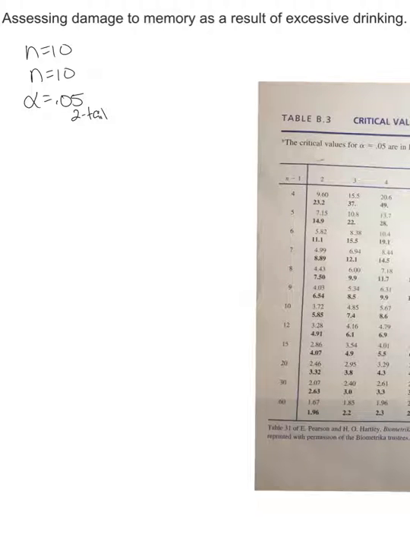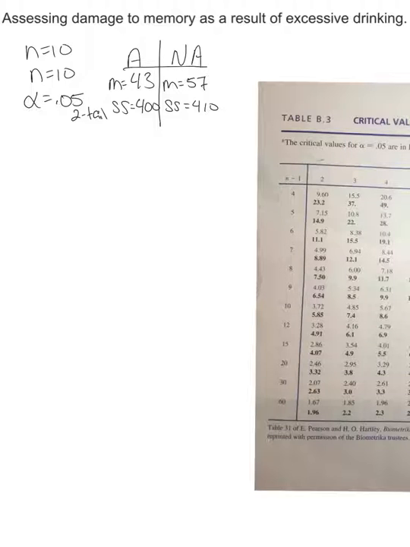Now, one of the first things we need to do is look at our data. So let me give you the data. I'm going to say A for the chronic alcoholics and NA for the non-alcoholics or non-drinkers. They gave them this memory test, and the average score for the alcoholics was 43, with a sum of squares of 400. The non-alcoholics, the people pulled from the hospital maintenance staff, had an average score of 57, with a sum of squares of 410.